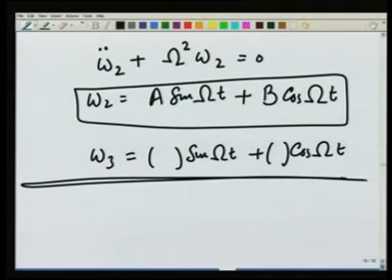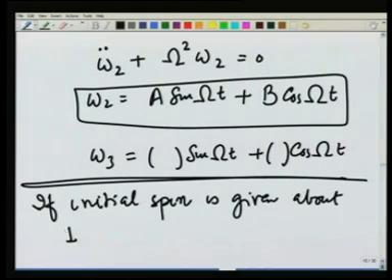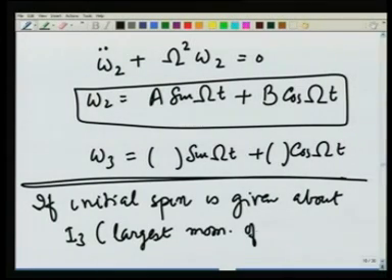This also, the second part I will leave as an exercise for you. If initial spin is given about I3, that is the largest moment of inertia axis, you can again show that omega 3 would remain a constant and omega 1 and omega 2 would be changing in this manner.